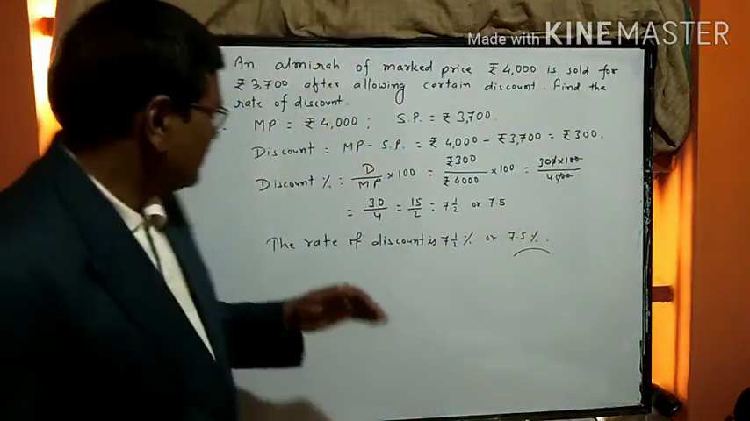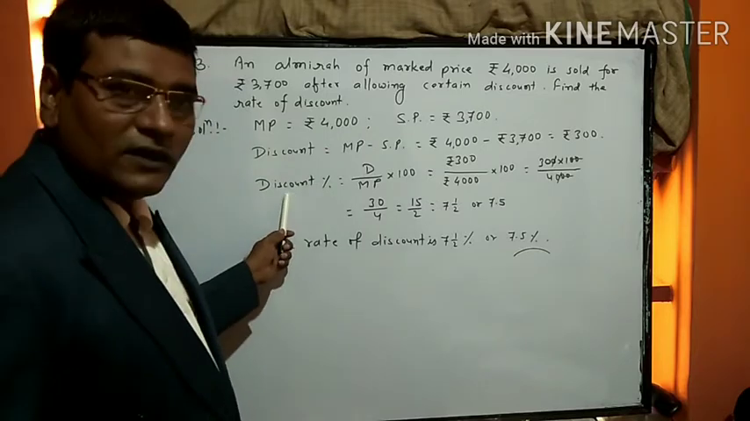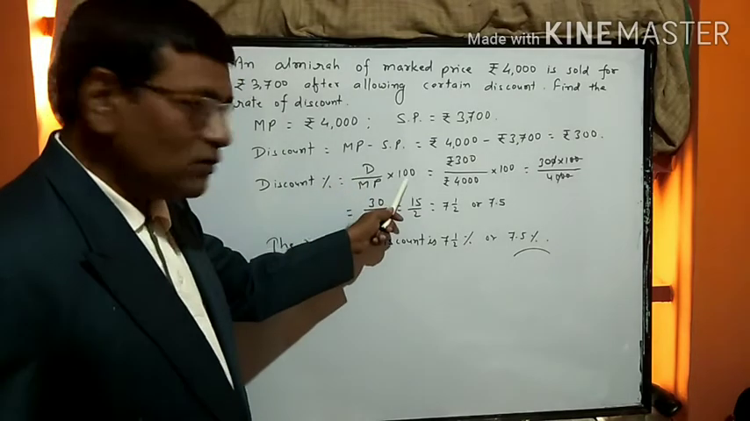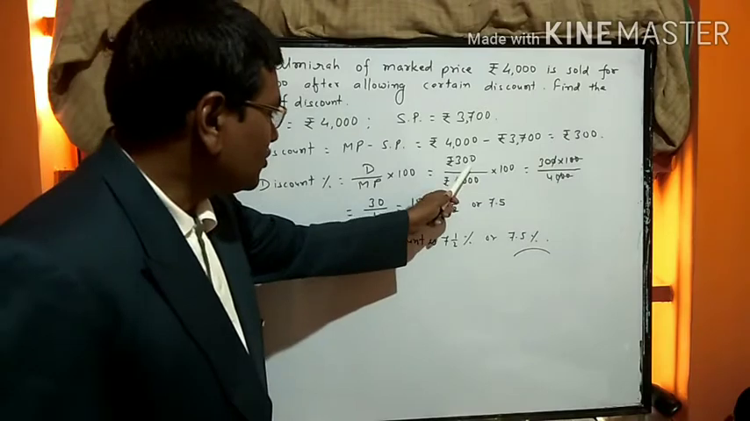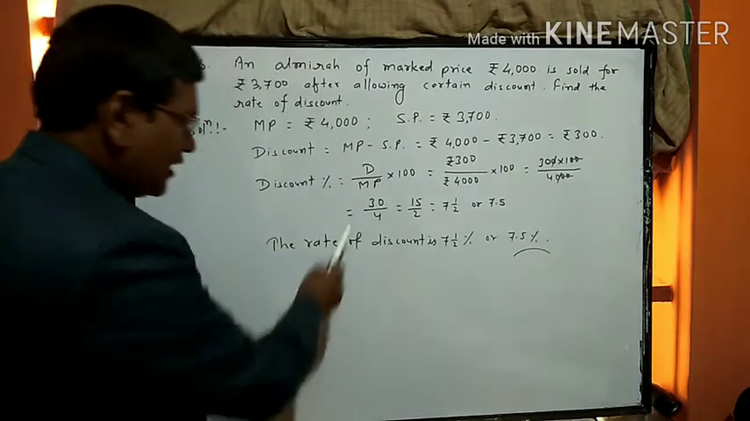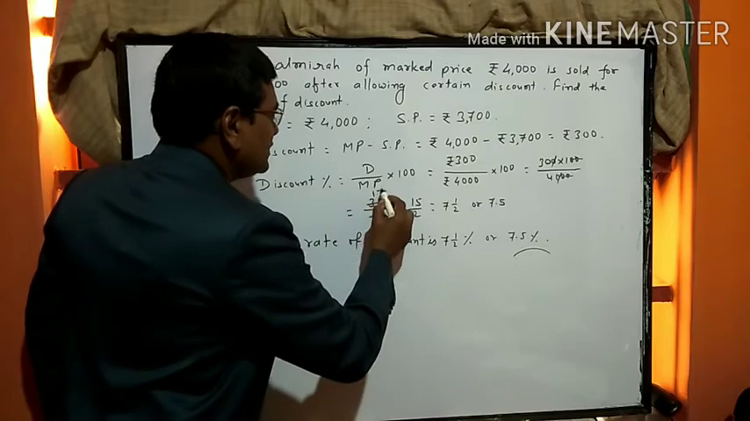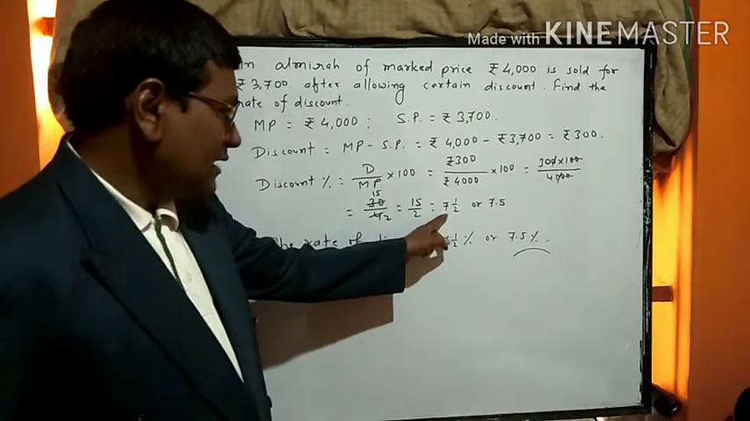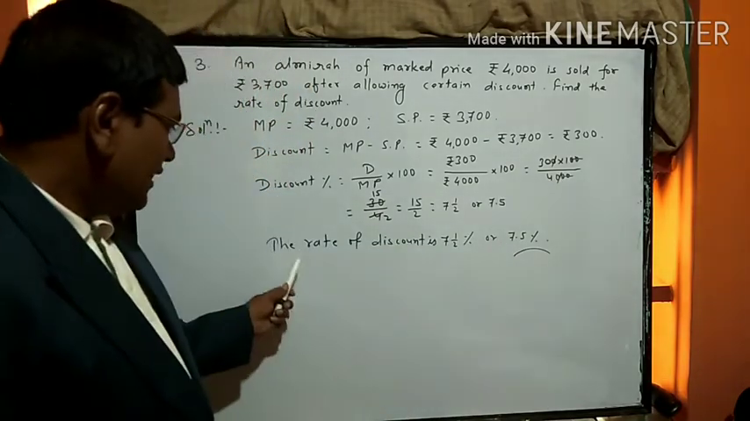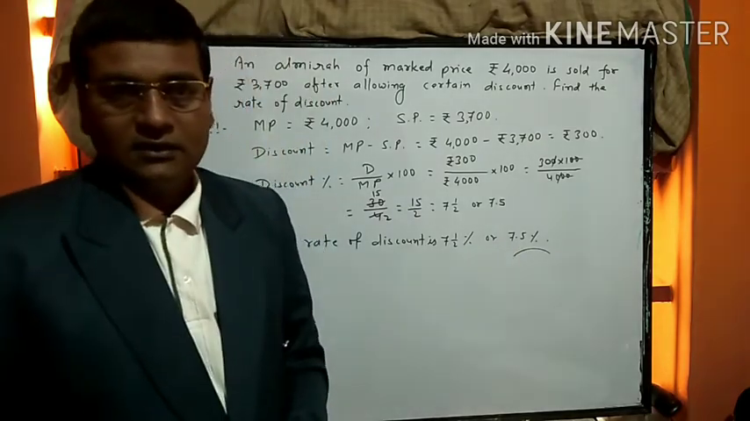Now you have to find rate of discount. That means discount percent. Discount is always calculated on MP. So discount percent is discount by MP into 100. It is equal to 300 by 4000 into 100. Cancel 30. It will be 30 by 4. Now 2 2s are 4 and 2 1s and 2 5s are 7.5%. The rate of discount is 7.5%.